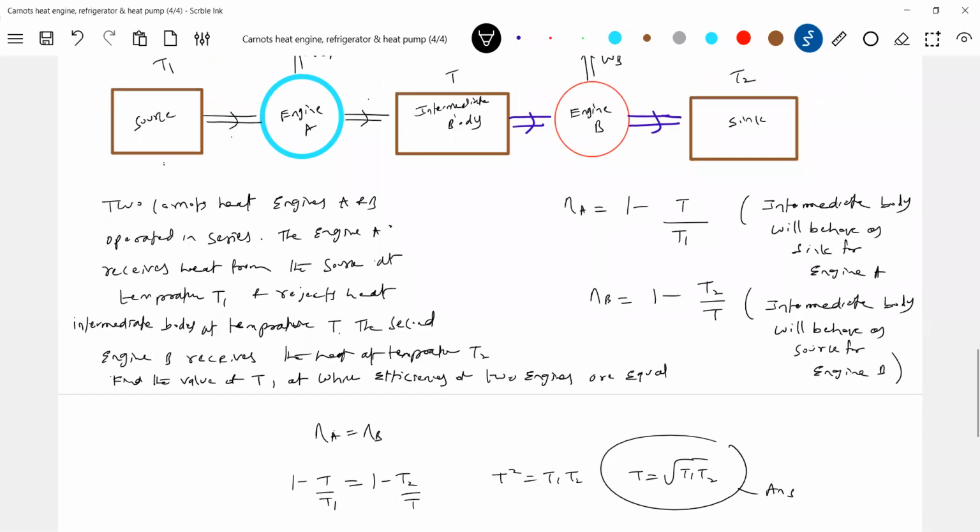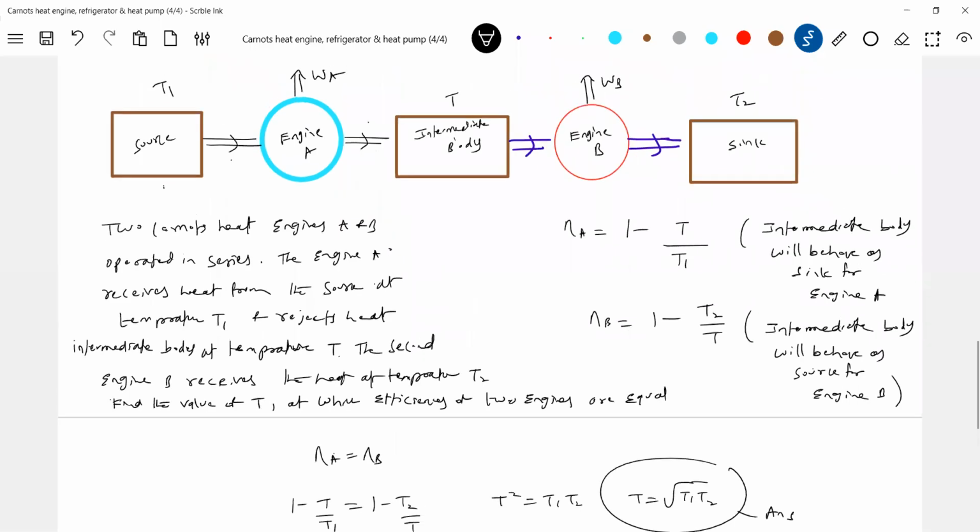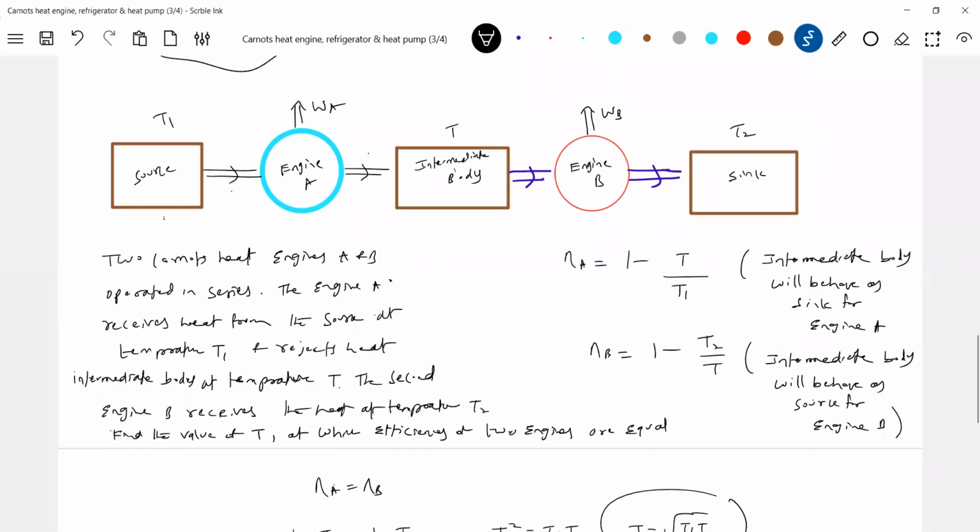Now are you understanding what we mean by sink and source? A source is what? Which will supply heat to the engine. What is a sink? Which will absorb heat from the engine. That's the meaning of sink. You can take anything as an example of sink. Atmosphere is a good example of a sink. What is the source? Anything which will supply heat. Able to understand?